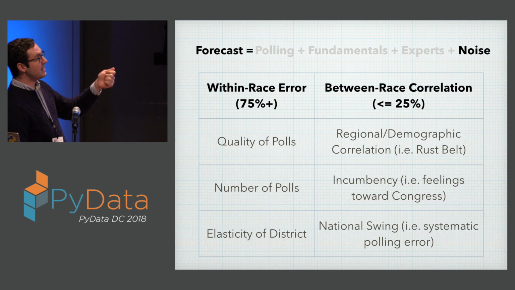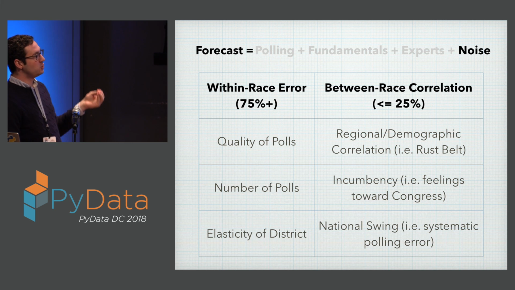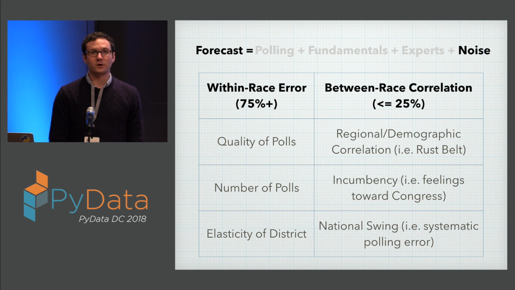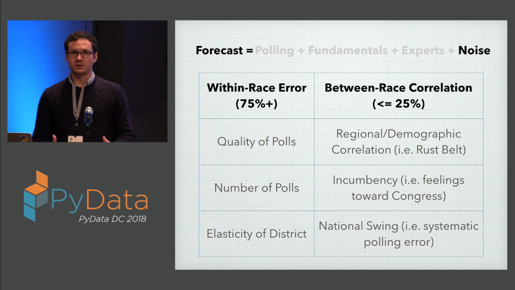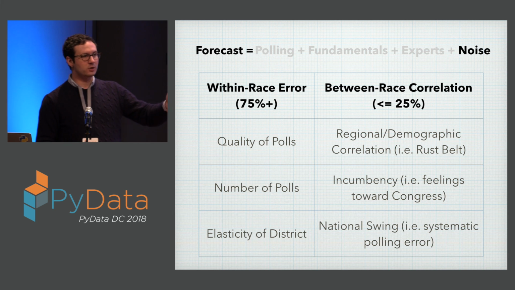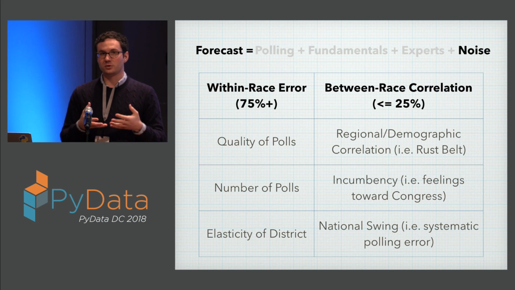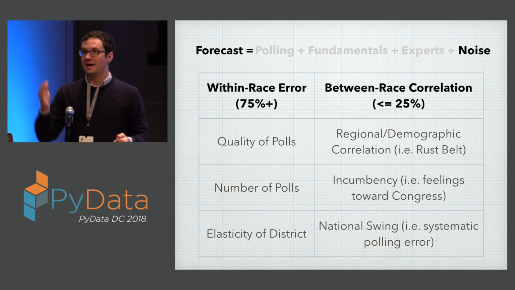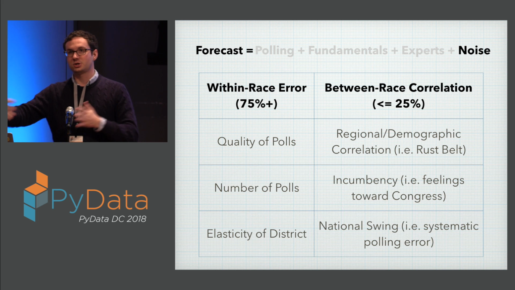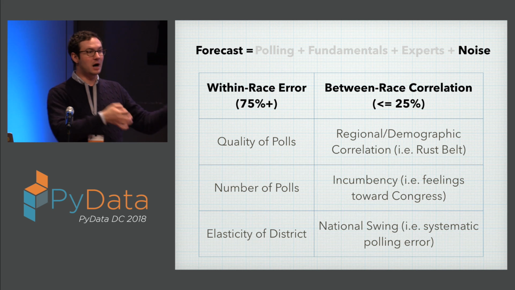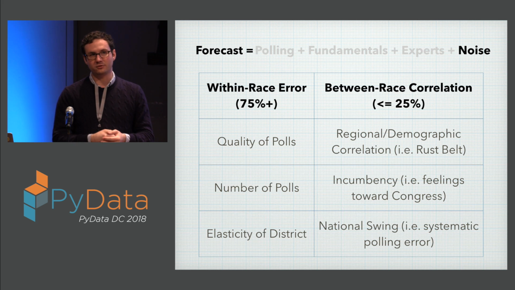Another example of between race correlation has to do with incumbency. So, for example, what is the national mood toward Congress? If the national mood toward Congress is terrible, then it's likely that this is something that's going to ripple through all of the elections. And so, if certain elections are skewing in one direction, it's likely that other elections will also skew in that direction.